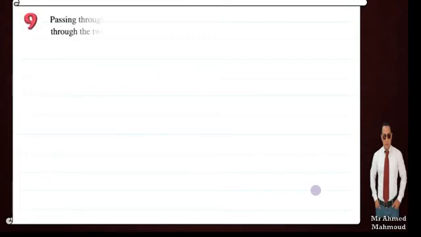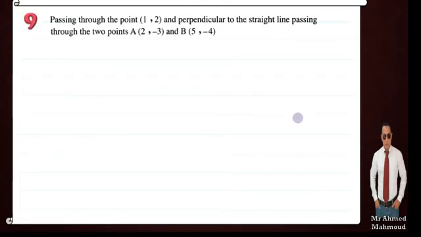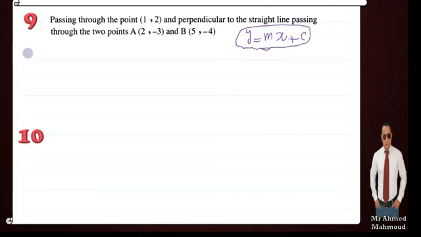Passing through the point (1, 2) and perpendicular to the straight line passing through the 2 points (2, -3) and (m, -4). Okay, now don't forget y equals mx plus c. Okay. The line perpendicular to AB.